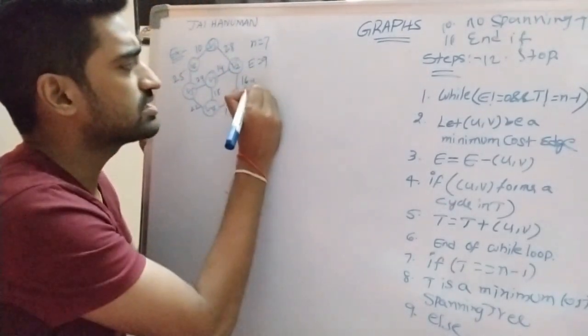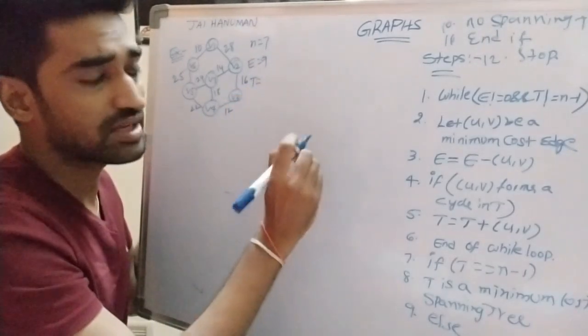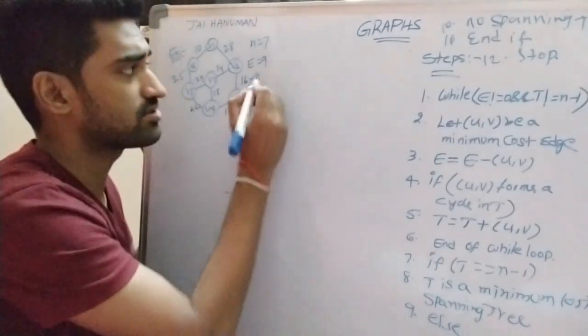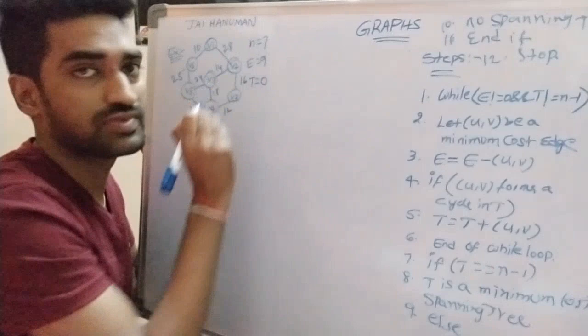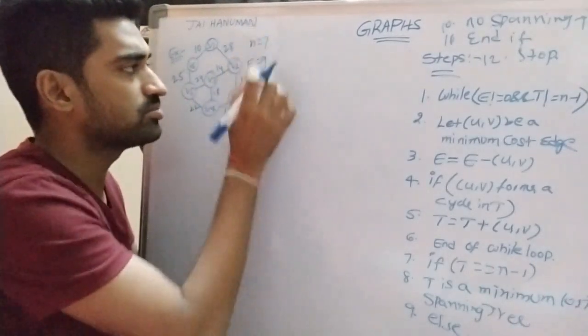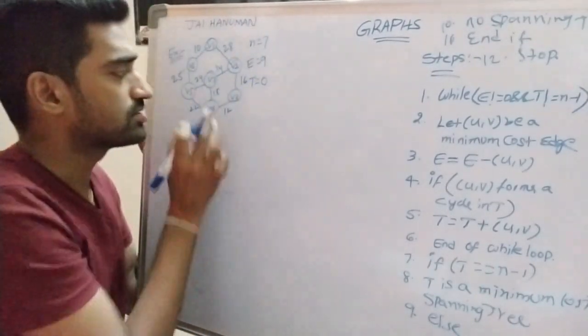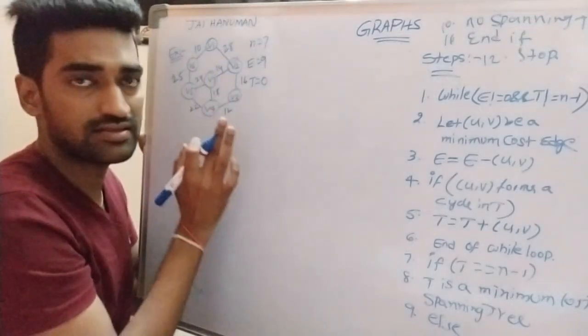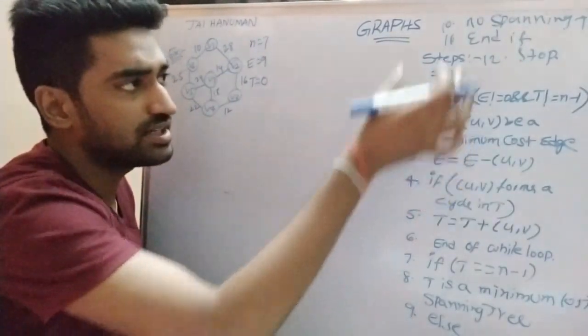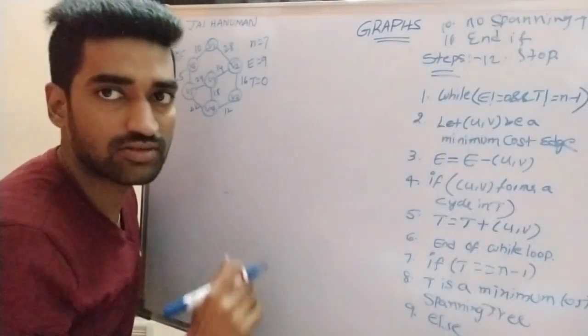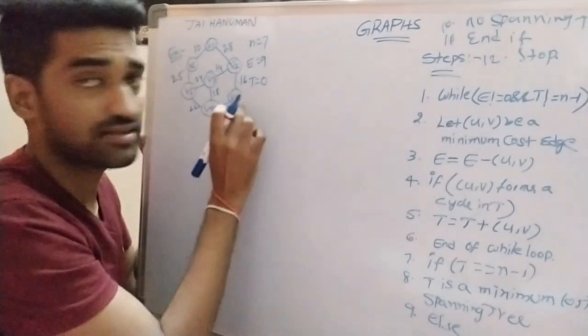Then initially T is set to 0. Why? Because the output does not contain any edges. That's why T is equal to 0, right? So these are the input and output parameters, and this is the data structure graph. Then we implement these steps, and finally we can find the minimum cost spanning tree for this graph, right?